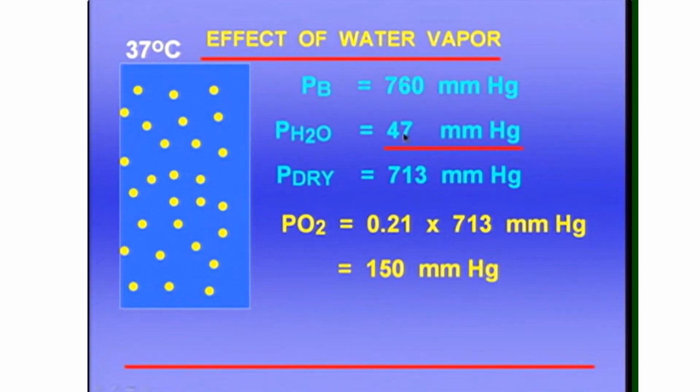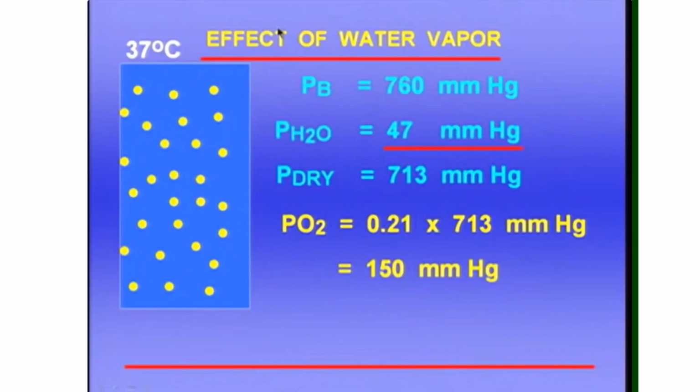That's very important. As a matter of fact, if you increase the temperature to 100 degrees Celsius, then the water vapor pressure is 760. And that is the reason why water boils at that temperature of 100 degrees Celsius. So in order to calculate the partial pressure of oxygen in moist inspired gas, we have to subtract the water vapor partial pressure, which is 47. We subtract that from 760. That gives us the partial pressure in the dry gas of 713, and therefore the partial pressure of oxygen is 0.21 times 713, which comes out to 150 millimeters of mercury. So that's the partial pressure that we're actually dealing with.